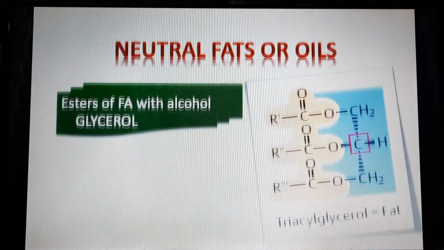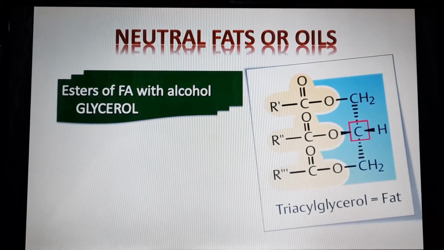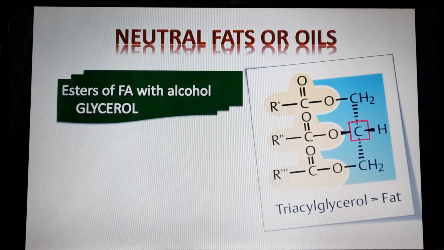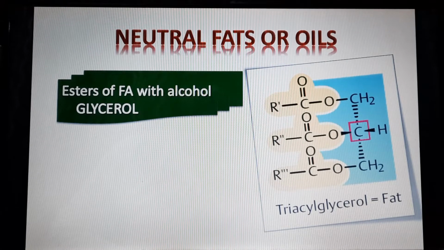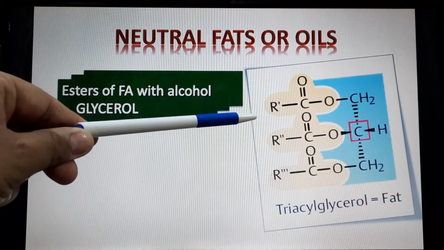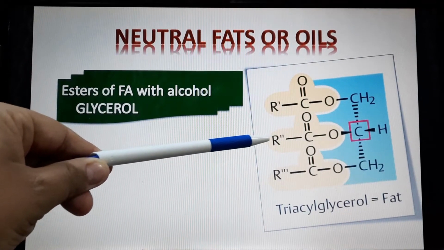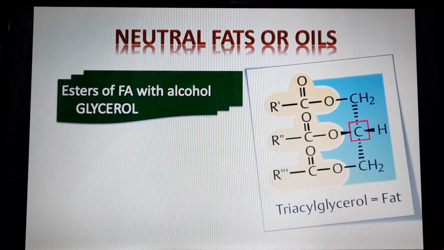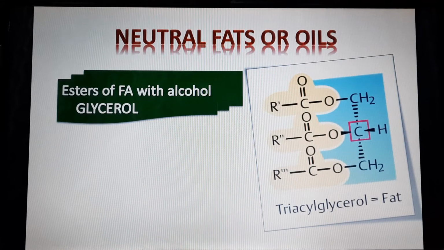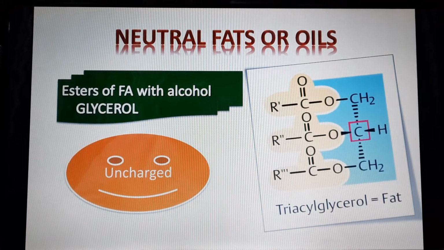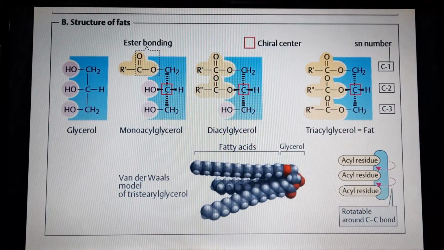So this is the structure of the glycerol. Here you can see that the glycerol is esterified with three fatty acids. The fatty acids are represented as R prime, R double prime, and R triple prime, and the alcohol in this case is the glycerol. These are basically uncharged molecules. This shows the esterification of different fatty acids with the glycerol.